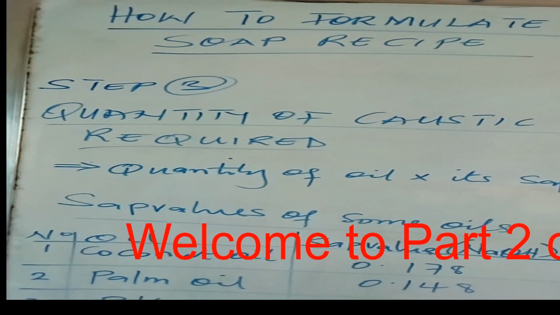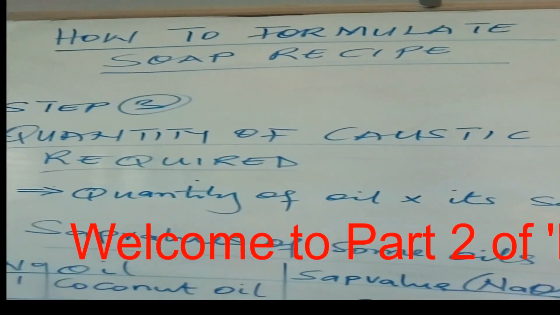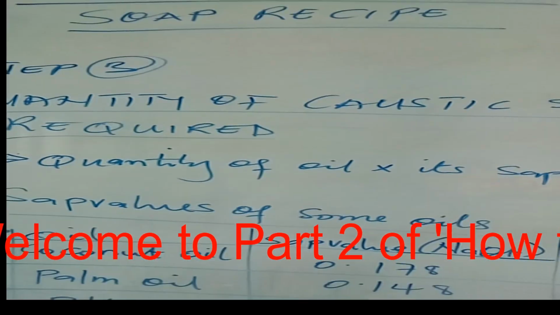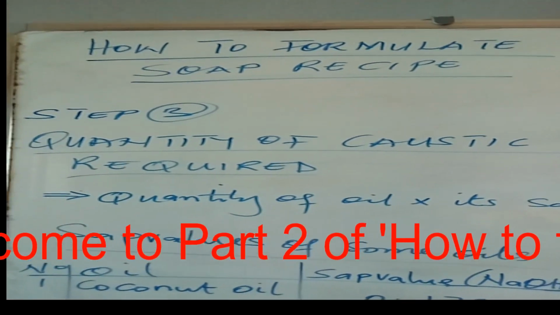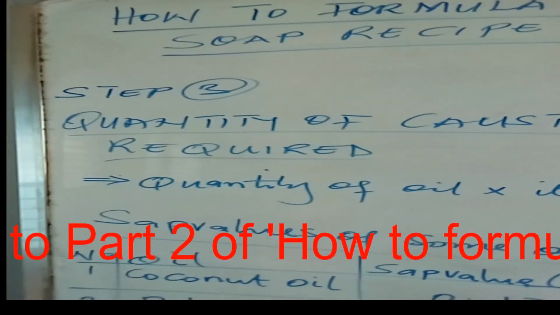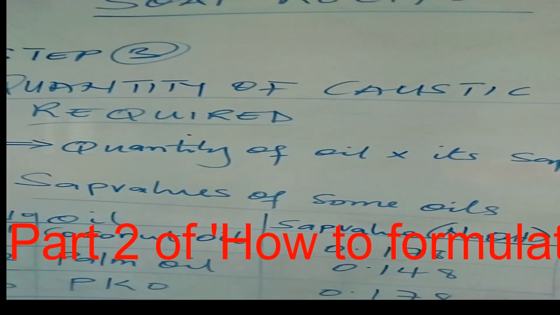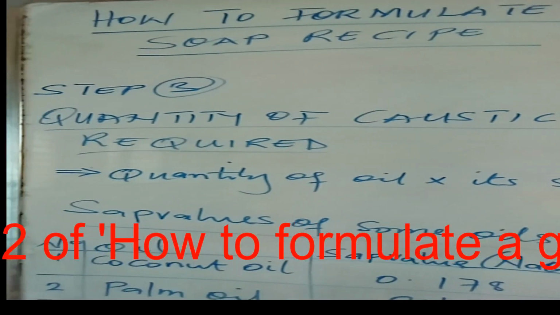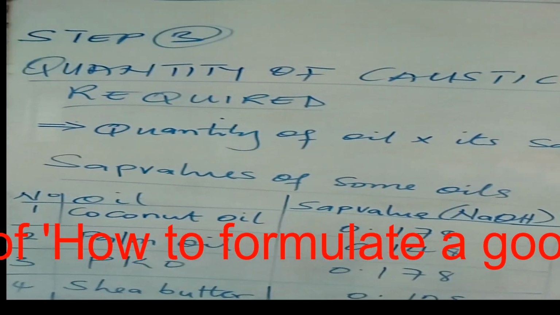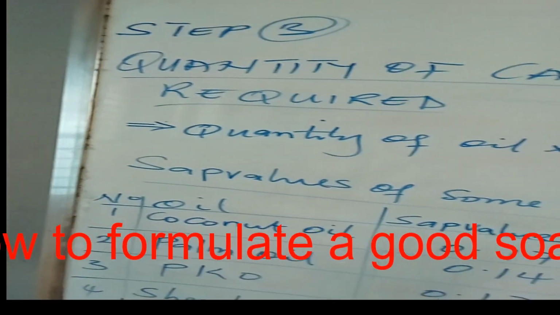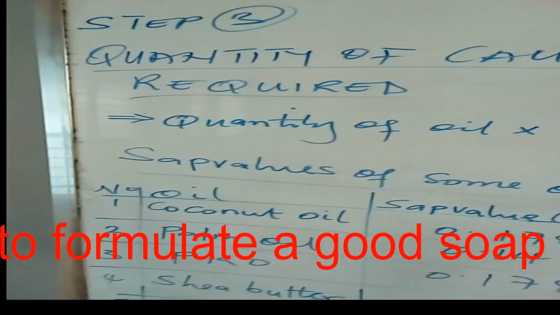In part 1 of our video, we learned how to calculate the capacity of our soap molds in order to formulate a good soap recipe. So we're able to calculate the volume of our soap mold, or the capacity of our soap mold, and we're able to determine the quantity of oil or oils required.